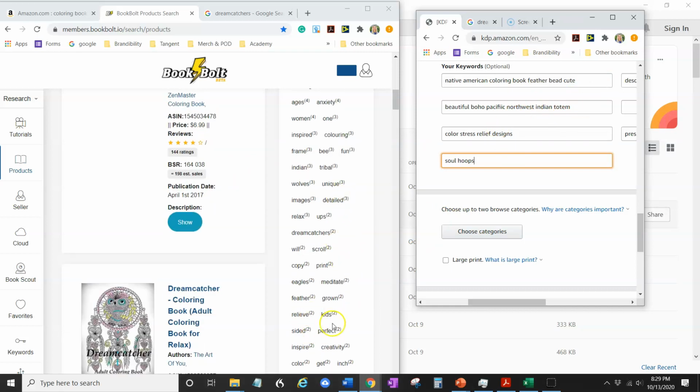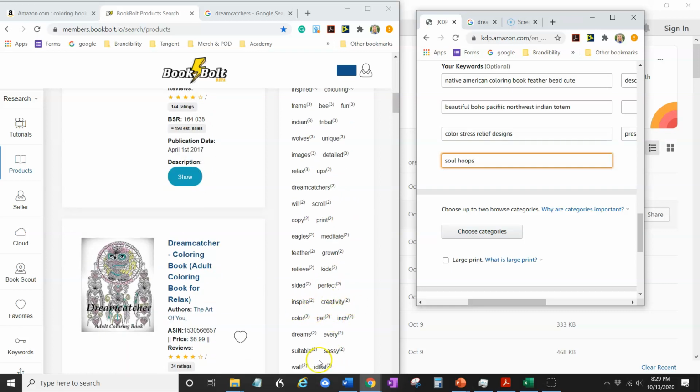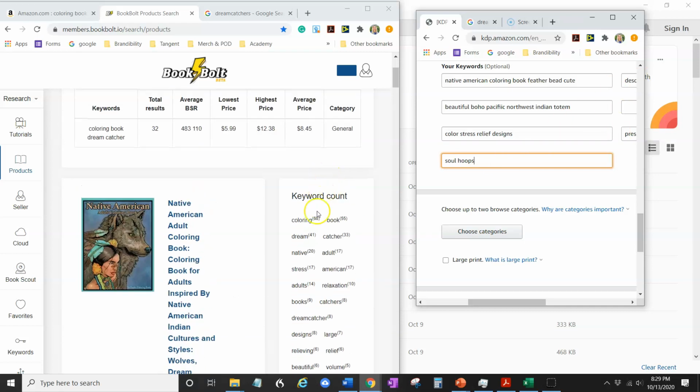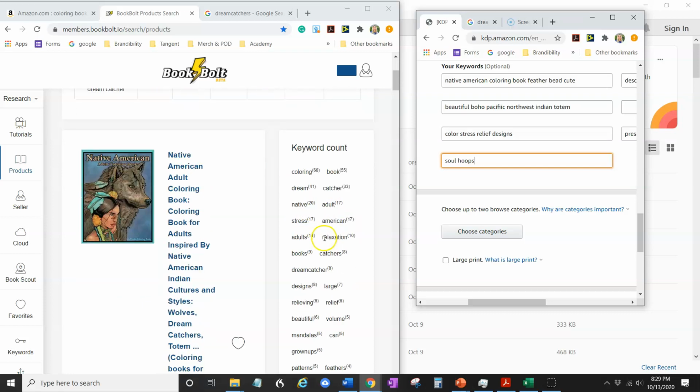Unique, detailed, meditate, creativity, inspire, right? Magical. So some of these words can go in there. And what's nice too is this keyword count with Bookable. It shows you how common these words are.